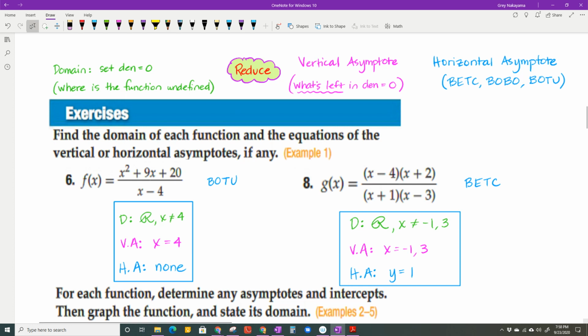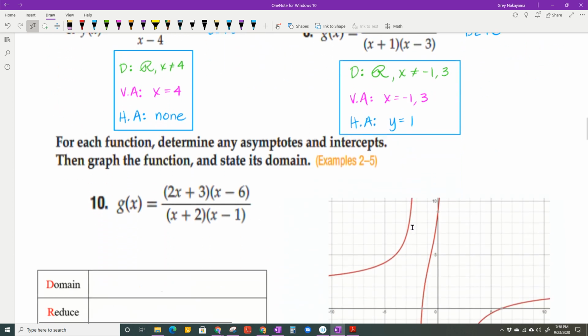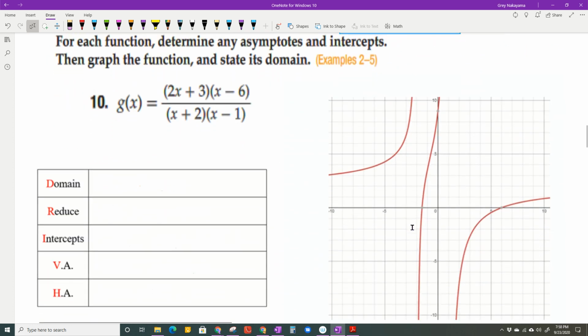Okay? So that was just a little warm up. Now we're going to actually go do some problems, full-fledged problems. So this is what I did to kind of help you through what's going to happen on Delta Math. So look at this first one. I'm going to go through all the steps.